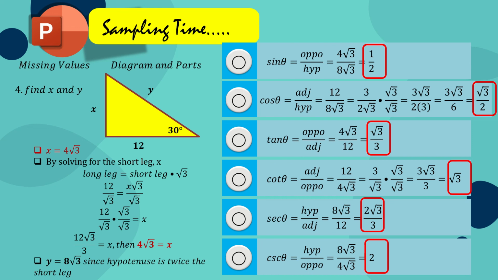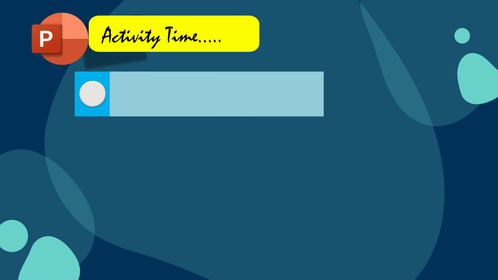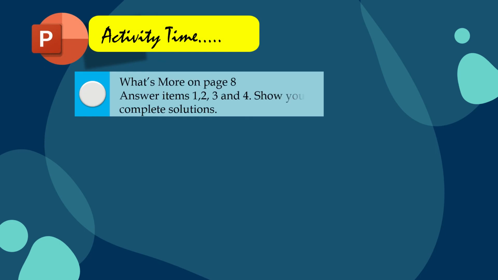If there are no questions, okay. If you are confused, you can rewind the video lesson, fast forward, backward, fast forward, until your questions are satisfied. If still confused, you can PM me on Messenger or in the group chat. So if there are no questions, you can now answer the next activity. For your activity, found on page 8 of module number 1, you will answer items number 1, 2, 3, and 4. You will show your complete solutions, the same as presented in this video lesson or in the module.